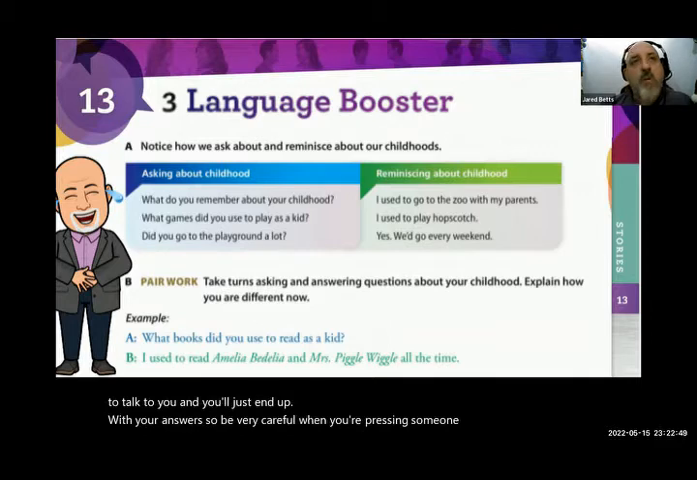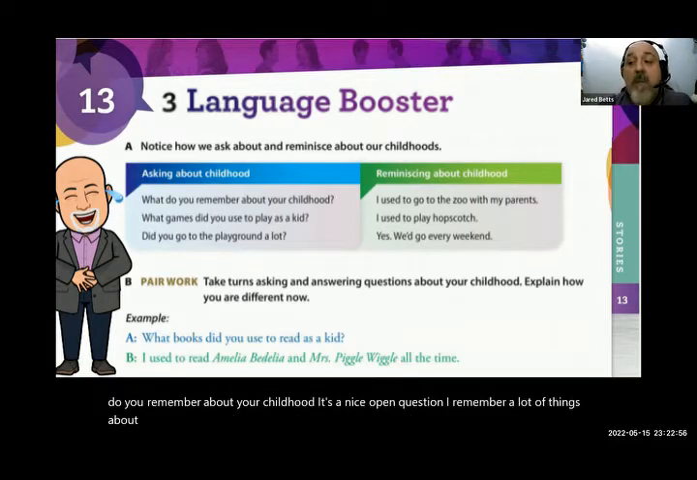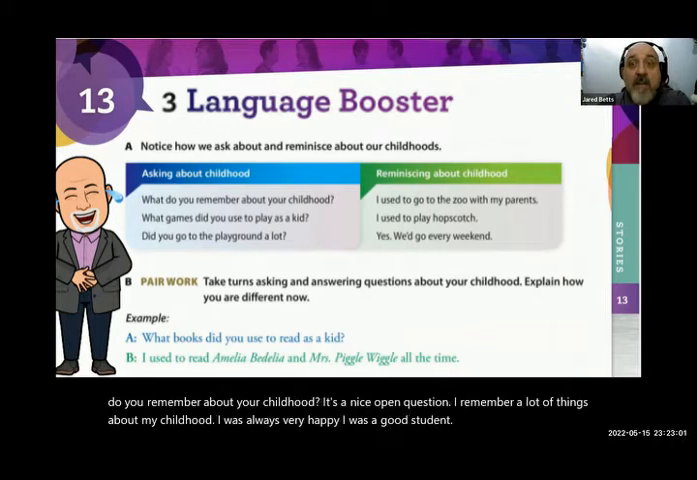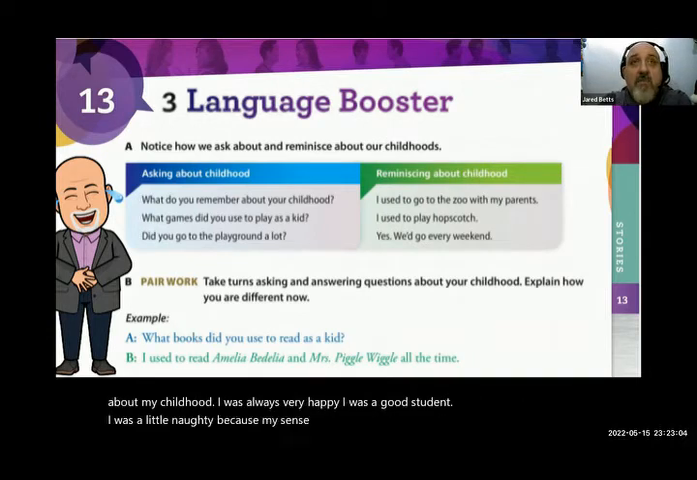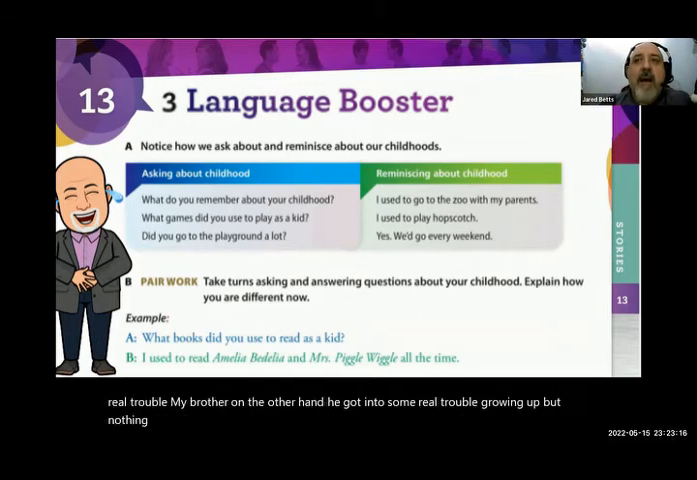But what do you remember about your childhood? It's a nice open question. I remember a lot of things about my childhood. I was always very happy. I was a good student. I was a little naughty because of my sense of humor. I got into some trouble, but I didn't get into real trouble. My brother, on the other hand, got into some real trouble growing up, but nothing too bad. My brother and I both had good childhoods where we grew up well, and I think that my mom and dad did a very good job with both of us.